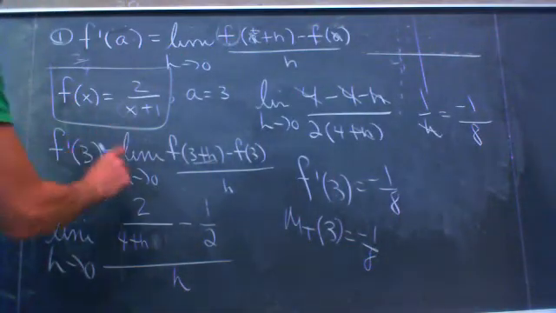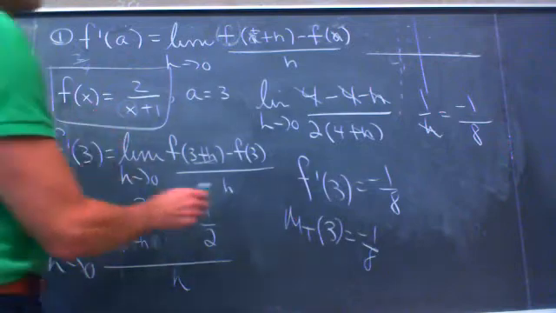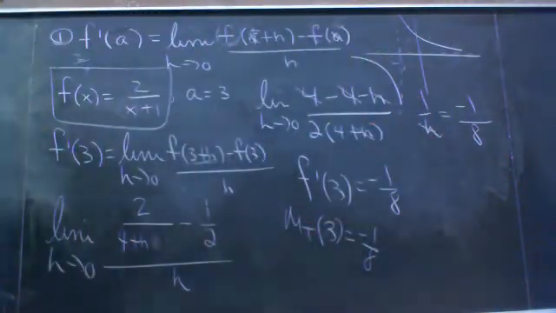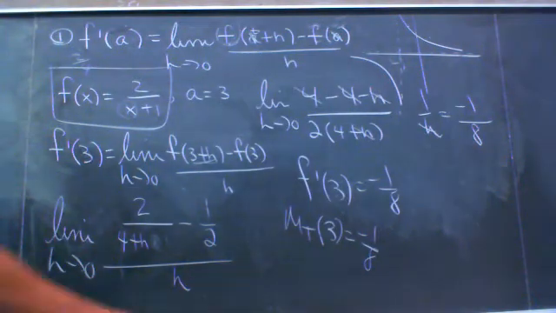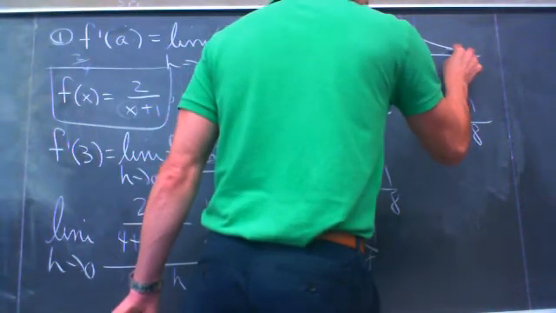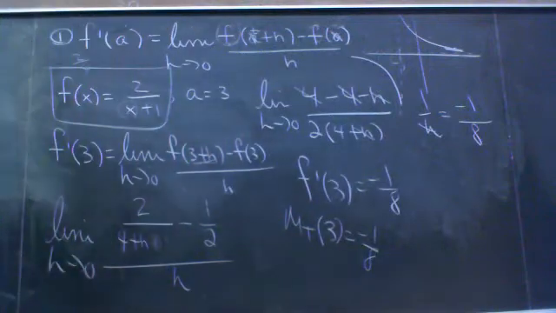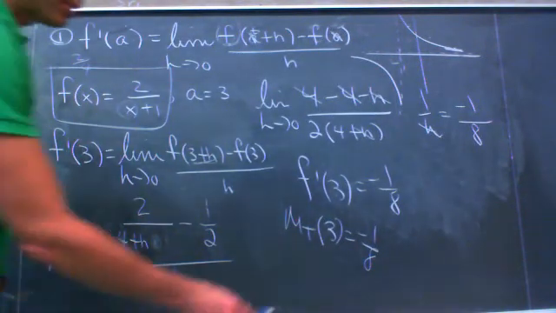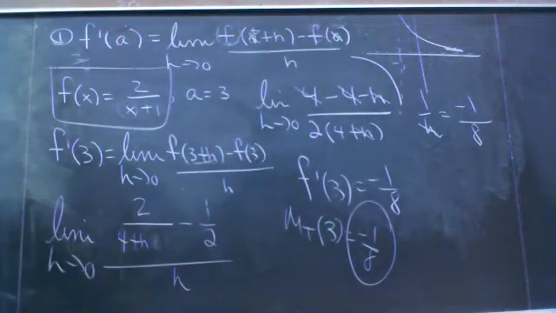If x is 0, y would be 2, and we'd get this kind of graph from the left and the right. When we go out to the number 3 on here, and draw a tangent line, notice that it's a very weak negative slope. And that's what that slope is. It's a weak negative slope of negative 1/8.